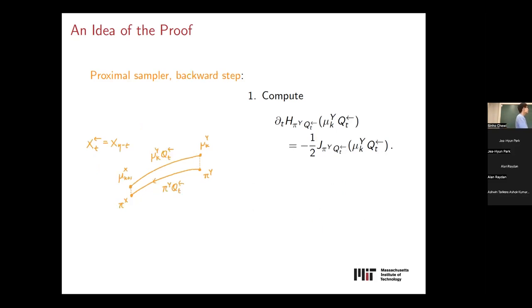And the backward step is actually completely analogous. It's just that instead of the heat semigroup, we need to consider this QT with the backwards arrow. This is corresponding to the backwards process. And you can also do these calculations and they turn out to be very much the same. In the backward step, we're going from Y to X. And the iterate of Y in the proximal sampler becomes X in the next iteration of the proximal sampler.